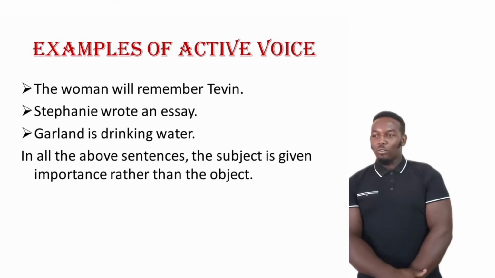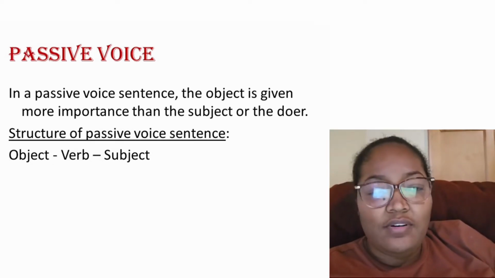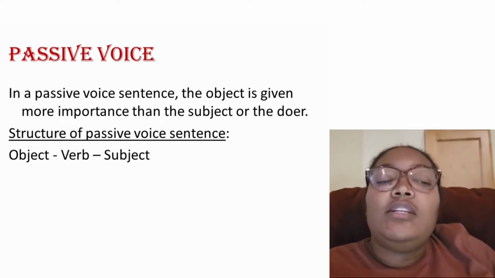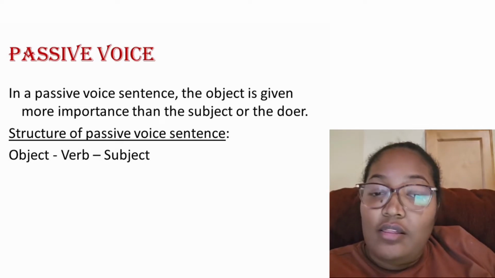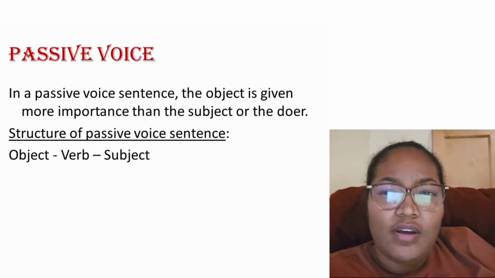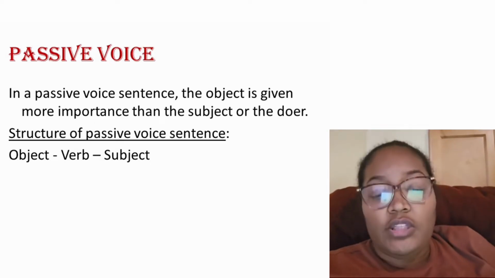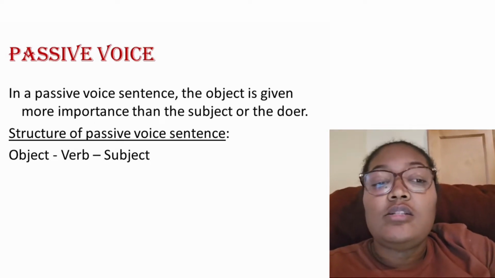Now, let's move along. Passive voice. So, in a passive voice sentence, the object is given more importance than the subject or the doer. So, the structure of a passive sentence goes as follows: you have the object, the verb, which then follows the subject.